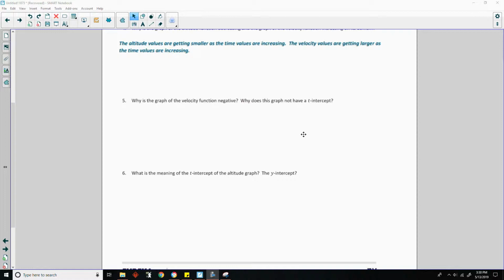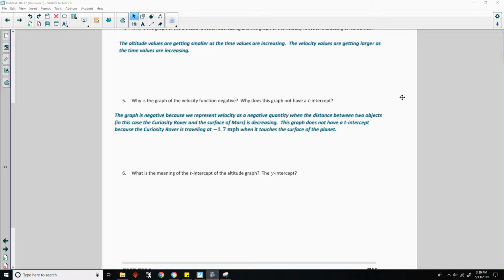Number 5, why is the graph of the velocity function negative, and why does the graph not have a t-intercept? Okay, the graph is negative because we represent velocity as a negative quantity when the distance between two objects, in this case the Curiosity rover and the surface of Mars, is decreasing. The graph does not have a t-intercept because the Curiosity rover is traveling at negative 1.7 miles per hour when it touches the surface of the planet.